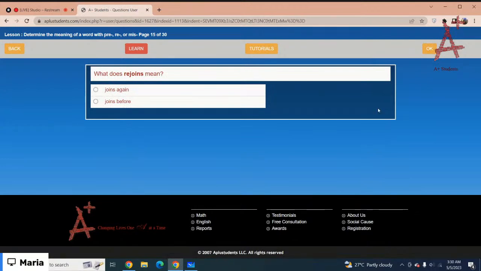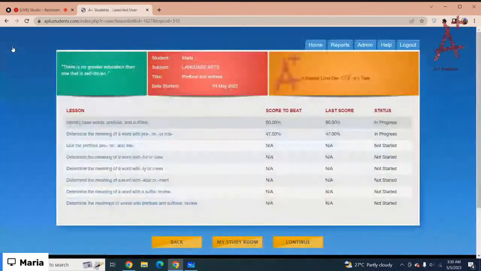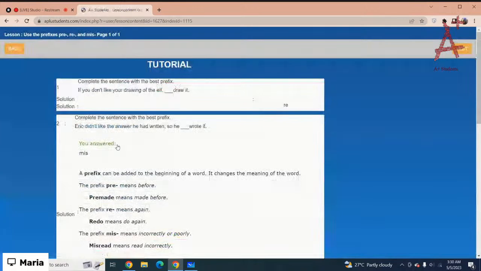The next lesson is use the prefixes pre, re, and miss. Now we're going to use these prefixes we learned in the last lesson. Got it?